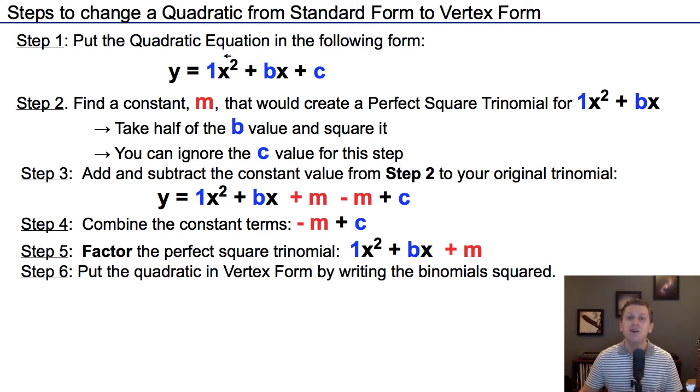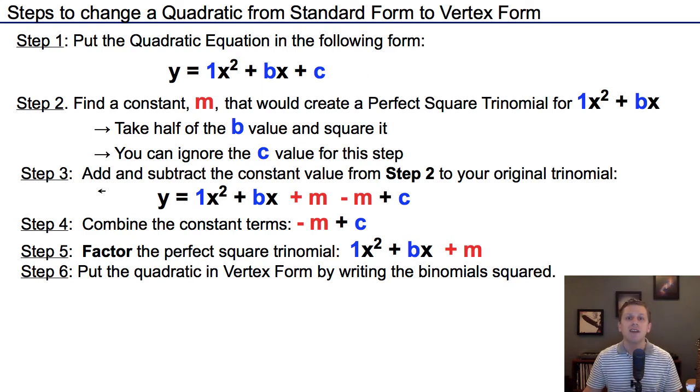In step 2, you're going to find some constant, which we'll call m, that would create a perfect square trinomial for 1x squared plus bx, which is the first two terms. The way that we do that is, of course, you take half of the b value and square it. For this step, you can ignore the c term. It has no bearing on that constant value m that we're creating in order to make a perfect square trinomial.